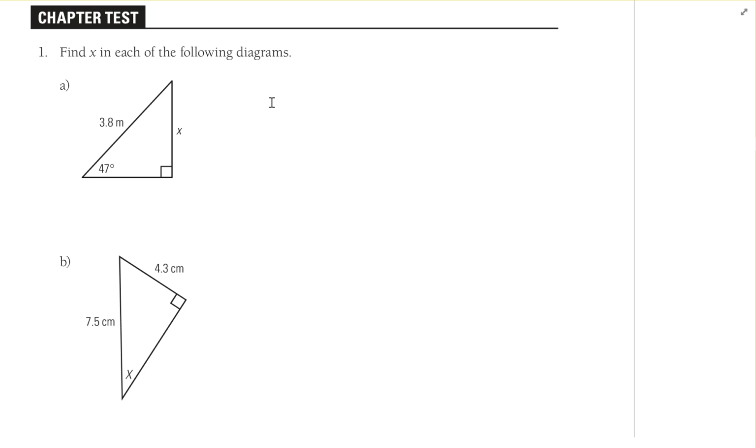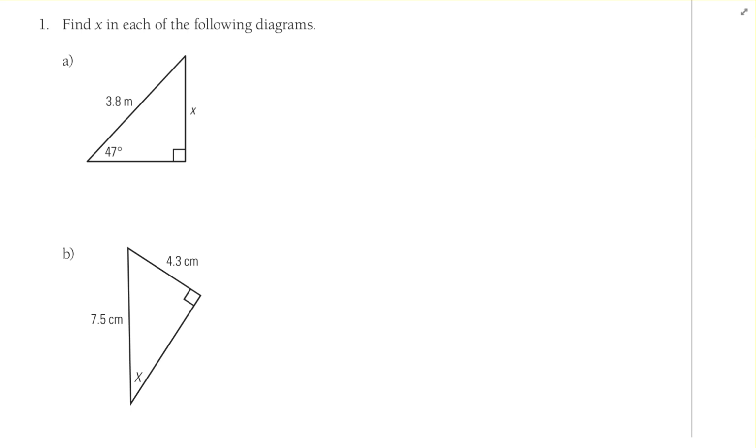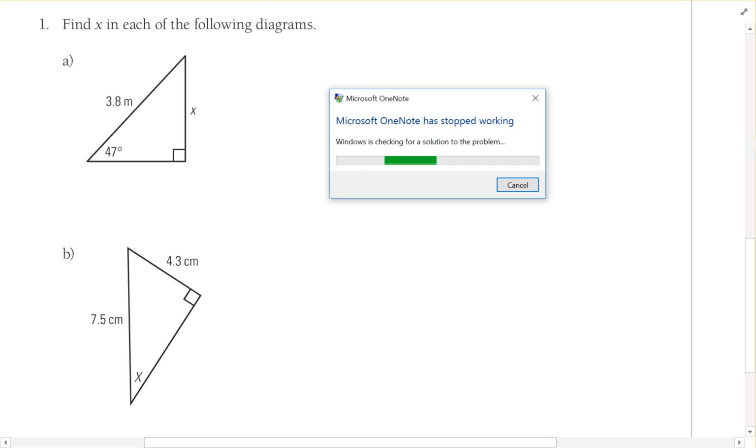So number 1 just says find x in each of the following. So I'm going to let you guys go ahead and do that. Make sure that you look to your trig identities on your formula sheet to help you out with this. So you are just looking for this side, right? So it's going to be that SOHCAHTOA stuff, or that, sine, cos, and tan.